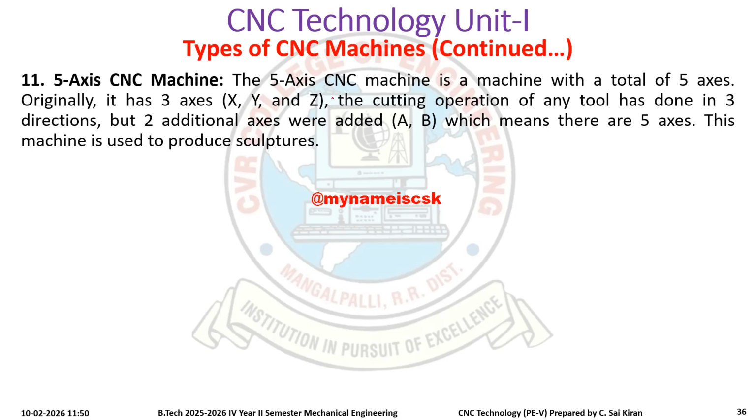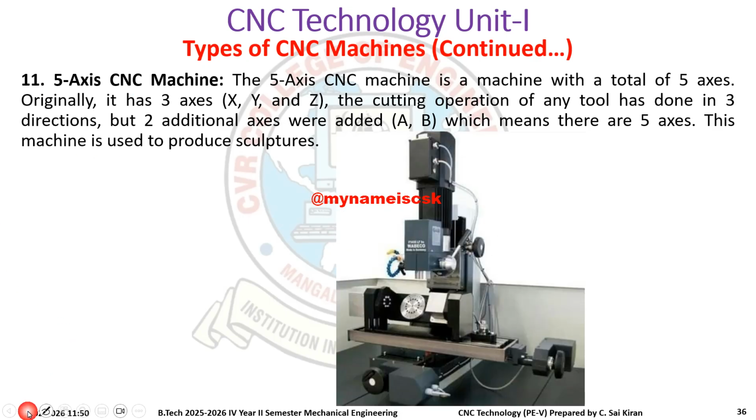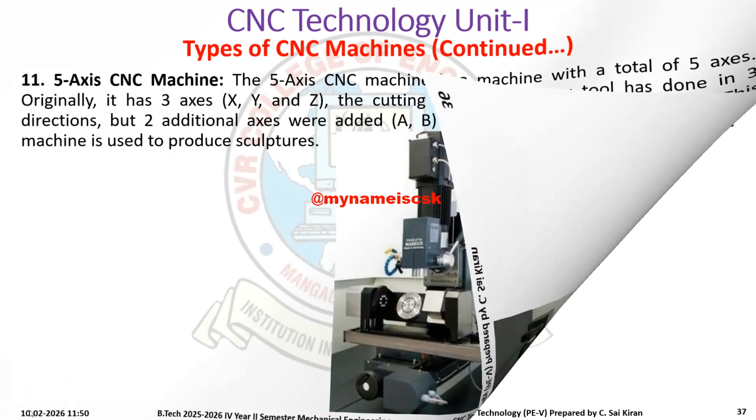Next, types of CNC machine. The fifth one is the 5-axis machine. Instead of the general 3 axes, it has the XY direction and 2 additional axes added, XY and YZ, so that there are 5 axes in total. Generally these are used to produce sculptures. If you want to produce any sculpture, you can use this 5-axis machine to generate it just by giving the program.